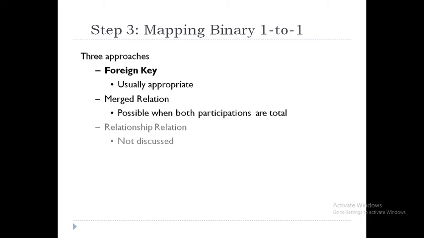Okay, so if you have two different entity types and they are totally participating, then simply you need to take all the attributes in a single relation. So that is merged relation. And third one, you can create a separate relation which will include the primary keys of participating entity types. That is the third approach. But when we map one-to-one binary relationship, usually we use foreign key approach. That will be the appropriate method for mapping.